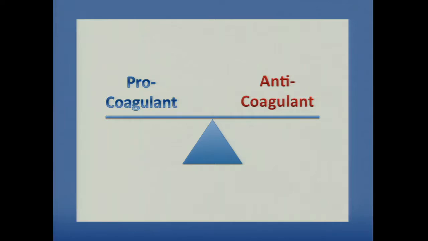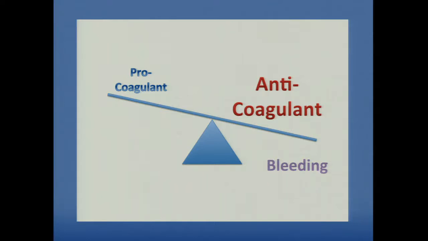So if this seesaw becomes out of balance, if we have more anticoagulant effects than procoagulant effects, it's going to tip us one way and we're going to be more likely to have bleeding. Situations may be we're giving someone a blood thinning medication like heparin or warfarin, or perhaps someone has a congenital factor deficiency such as is seen in hemophilia. These are the clinical scenarios under which we tend to see bleeding because things are out of balance.